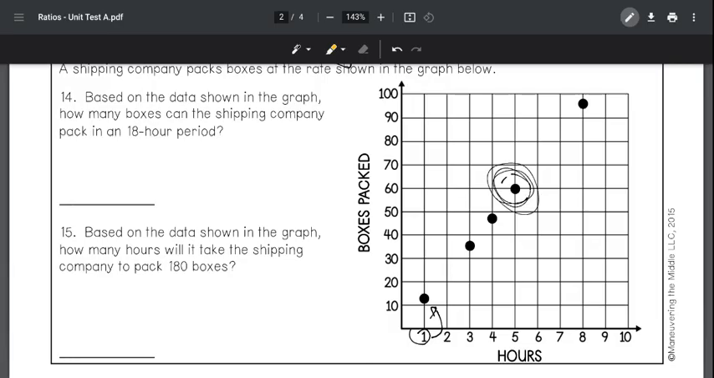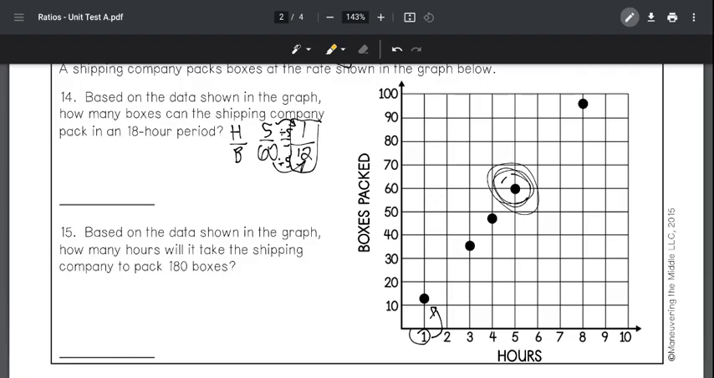In 5 hours, we can package 60 boxes. Okay, so hours to boxes packed. 5 hours equals 60 boxes. So what about if I have 1 hour? So that means I need to divide by 5. So in 1 hour, I can end up packing 12 boxes. Okay? You have to know this in order to solve problems 14 and 15.